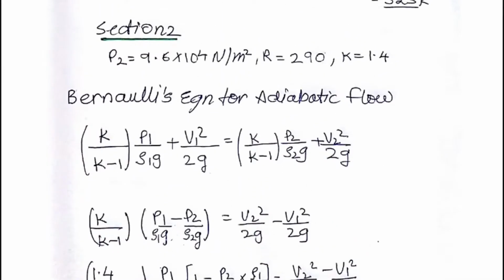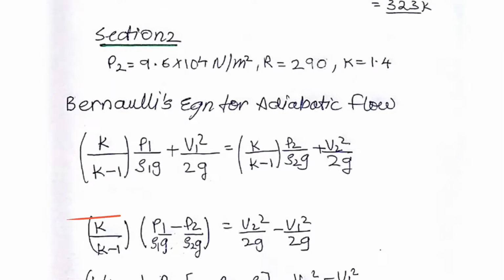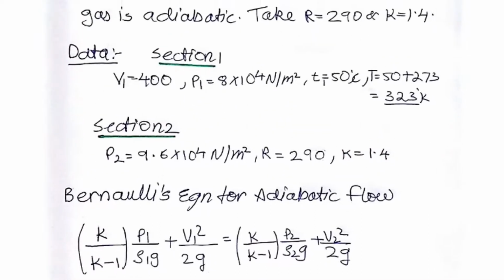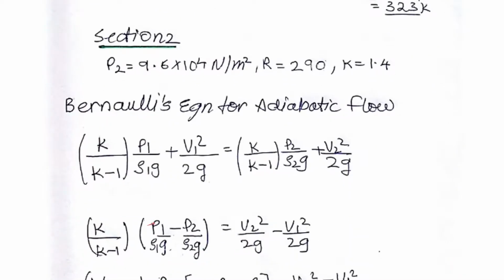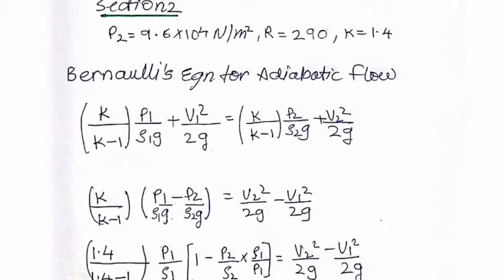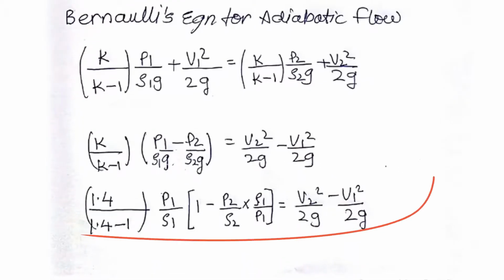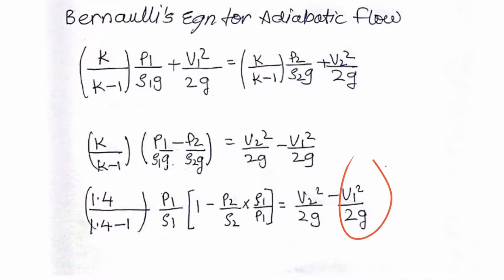In this, we will substitute the value of K as 1.4, which was given in the question, and the values of P1 and P2 are also given. We will substitute them over here, and we will cancel this g, this g, this g, this g. So we'll be getting this as the equation. Also guys, this g and these two g's will get cancelled, but here mistakenly I have written it, so just ignore these two g's. Over here you will be having V2 square divided by 2 minus V1 square divided by 2, and this is the equation.